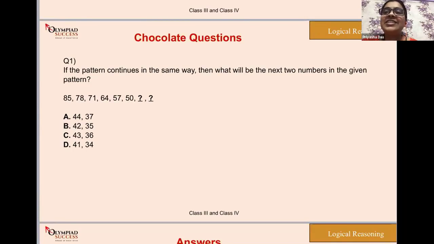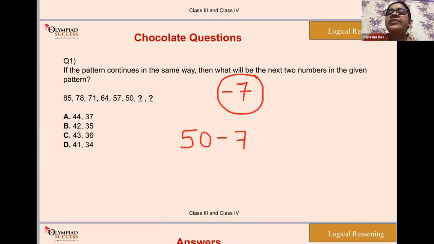That is 43 and 36. And the logic is also correct. That is minus 7. But the shortcut trick which I wanted to share with you people is the moment you do 50 minus 7, how much do you get? You get a 43, right?